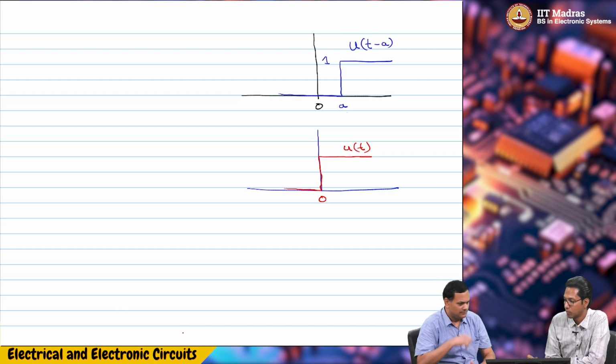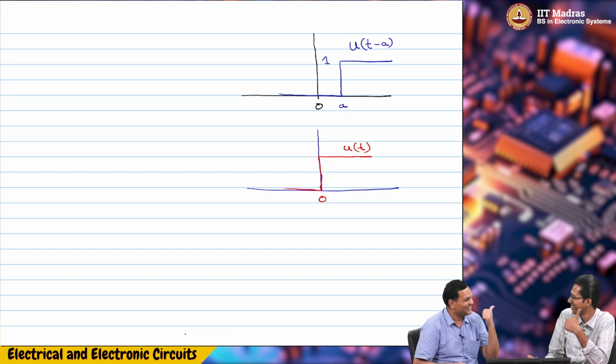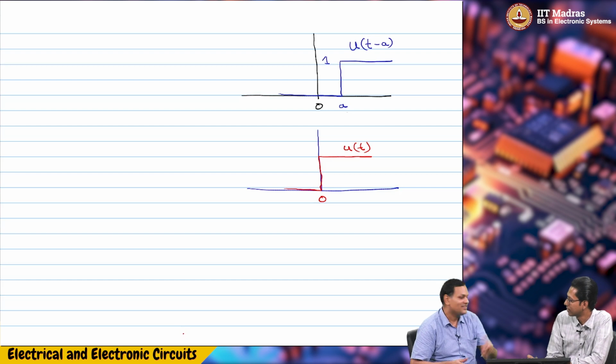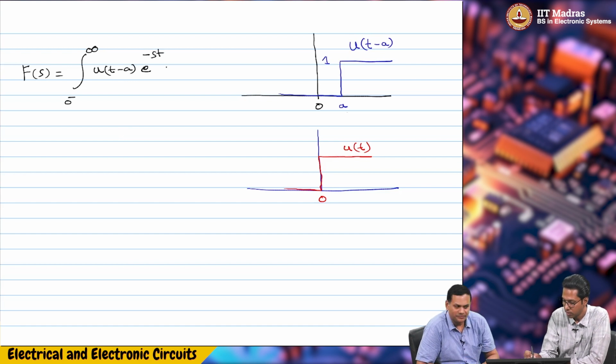Now the question is, if I have this, how do I represent it in the Laplace domain? Okay, let's do the integral. What we want is this F of s for this signal. It is the integral from 0 minus to infinity of u of t minus a, that is our f of t, times e power minus st dt.